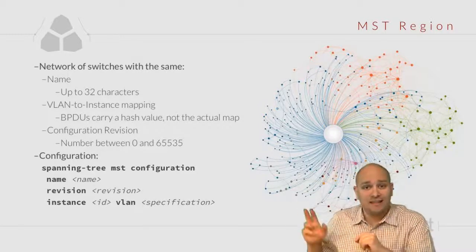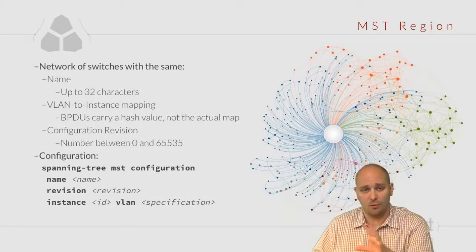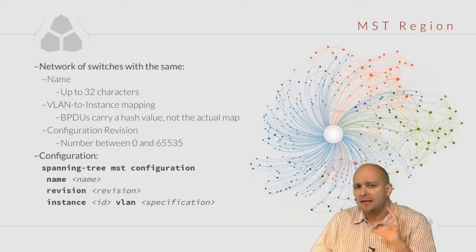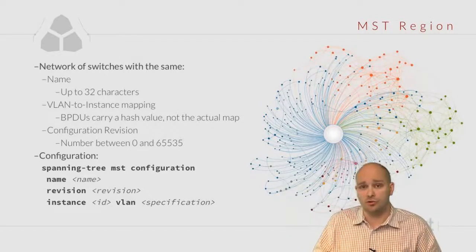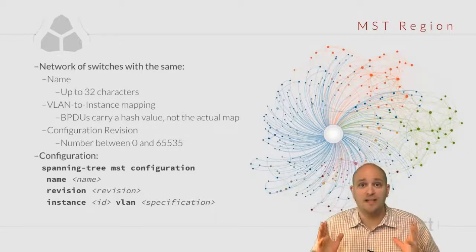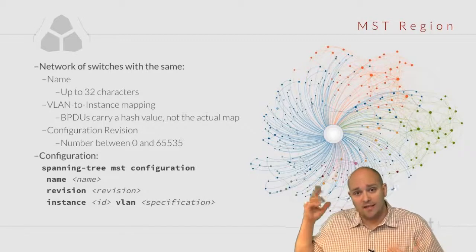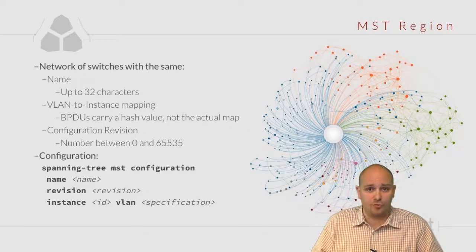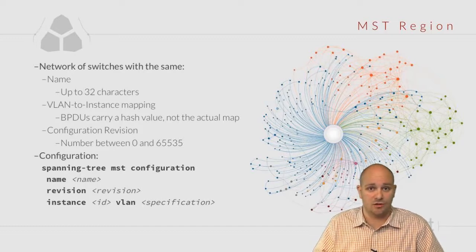Let me talk about the default values for these for a little bit. The default value for the name is simply an empty string. There is not going to be a name, but there is going to be a value, an empty string, which is still a value. So technically speaking, where I said that the name is up to 32 characters long, I should have mentioned that it could be 0 characters long as well, and it's still a valid MST name.